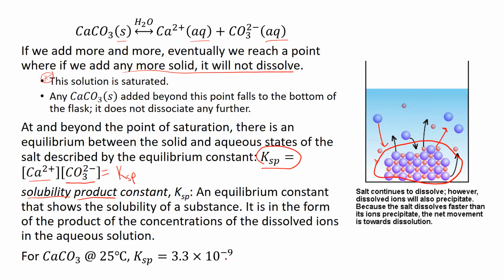For something like calcium carbonate, this has a very small value, 3.3 times 10 to the minus 9. With an equilibrium constant of 10 to the minus 9, barely any of that calcium carbonate is going to dissolve in a reasonable amount of water. These tend to be done at 25 degrees Celsius, a standard temperature for solubility, not 0 degrees, because we're talking about solubility in water much of the time. Again, it's the product of the concentrations of the dissolved ions in the aqueous solution. That's what our solubility product is.